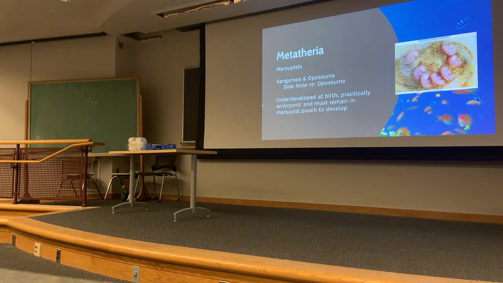Metatheria are marsupials, so kangaroos and possums, that develop within the marsupial's pouch. I believe this is a picture of a young kangaroo, if I'm not mistaken, that are very underdeveloped at birth. They're practically embryos still, so as they're developing, they have to stay in the marsupial pouch. Otherwise, they have no way of being endothermic, no way of sustaining themselves and maintaining homeostasis to keep themselves alive.